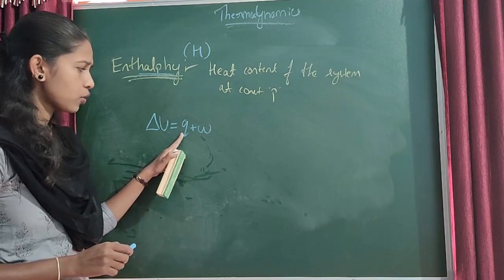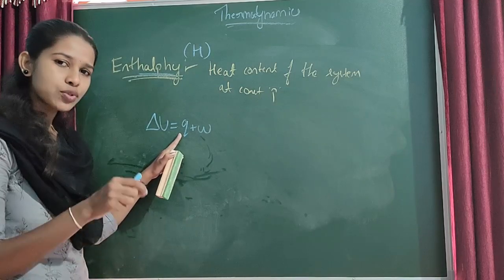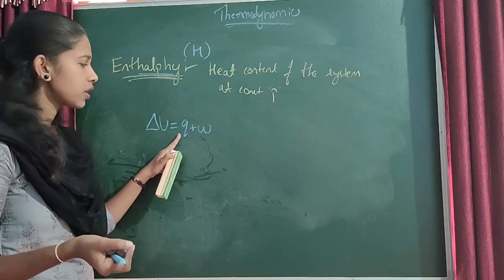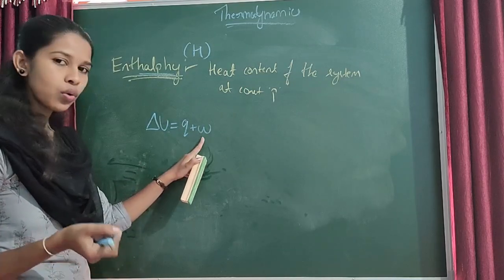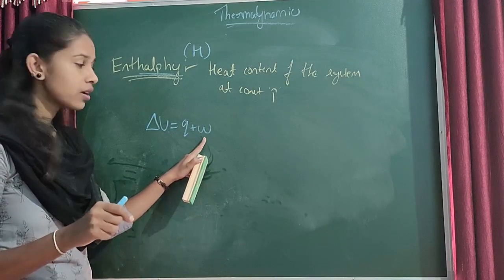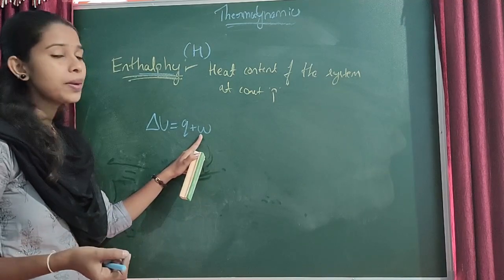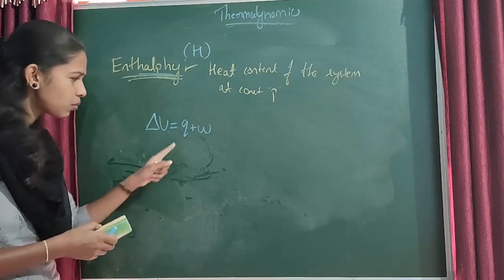Whenever heat is absorbed by the system, we take Q as positive. When heat evolves from the system, we take it as negative. For W, when work is done on the system, it should be positive, and when work is done by the system, it should be negative. Right? Here, both are positive.